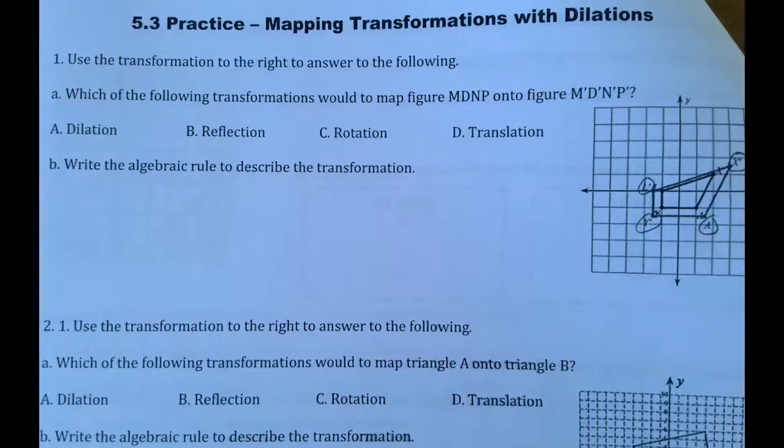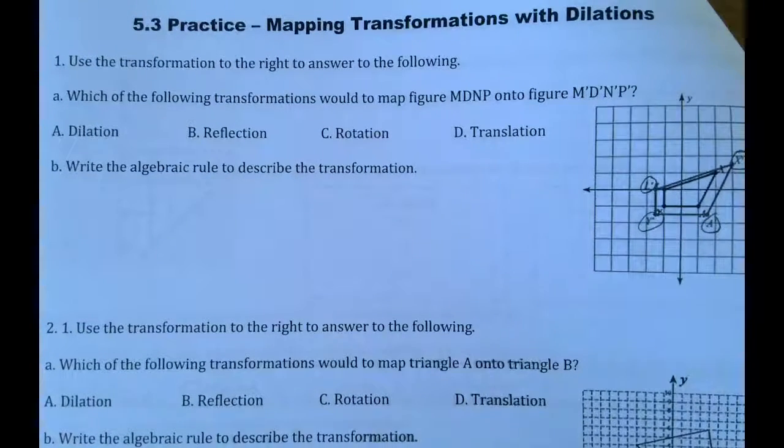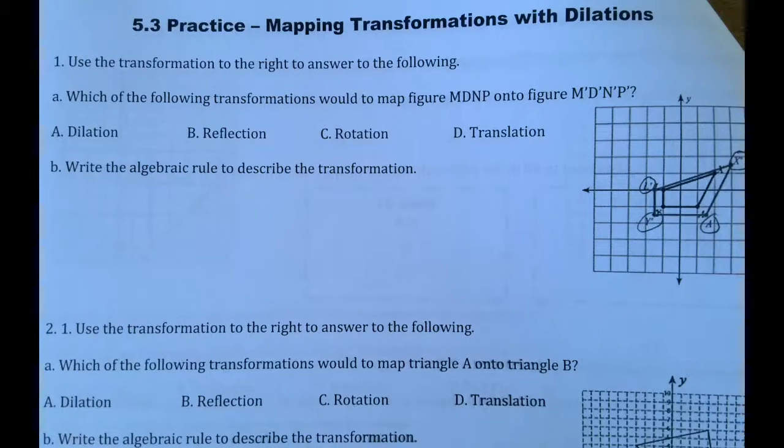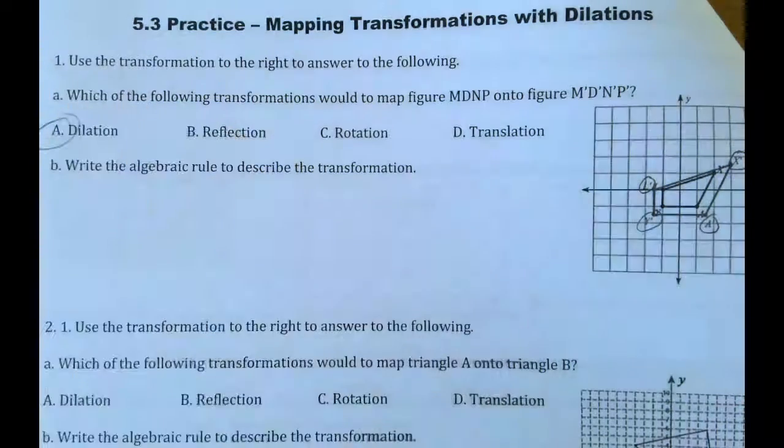So the only way to make things bigger and smaller is by dilating them. So here this was definitely a dilation. It didn't shift left to right, up and down. It didn't rotate anywhere. And we didn't reflect it over any line. We just made it bigger or smaller. So in this case, it became bigger.